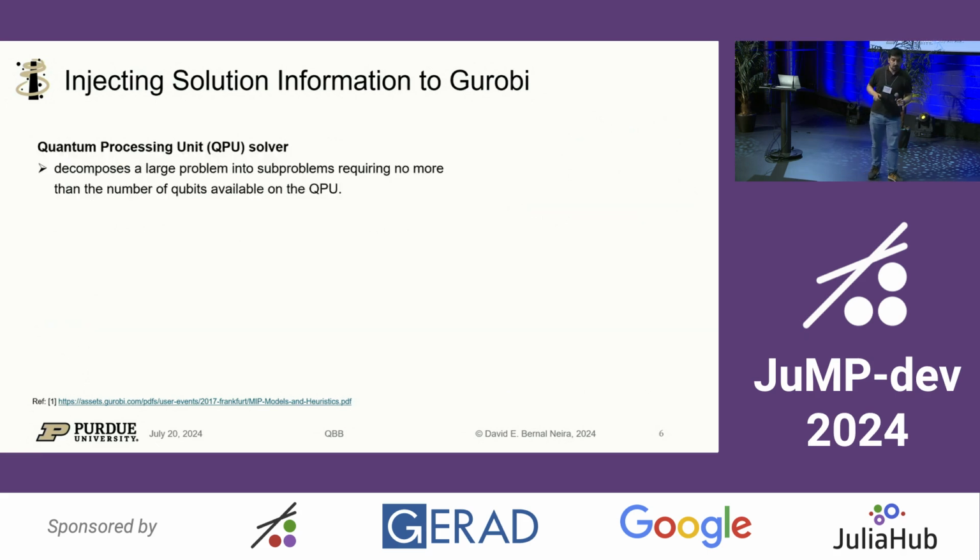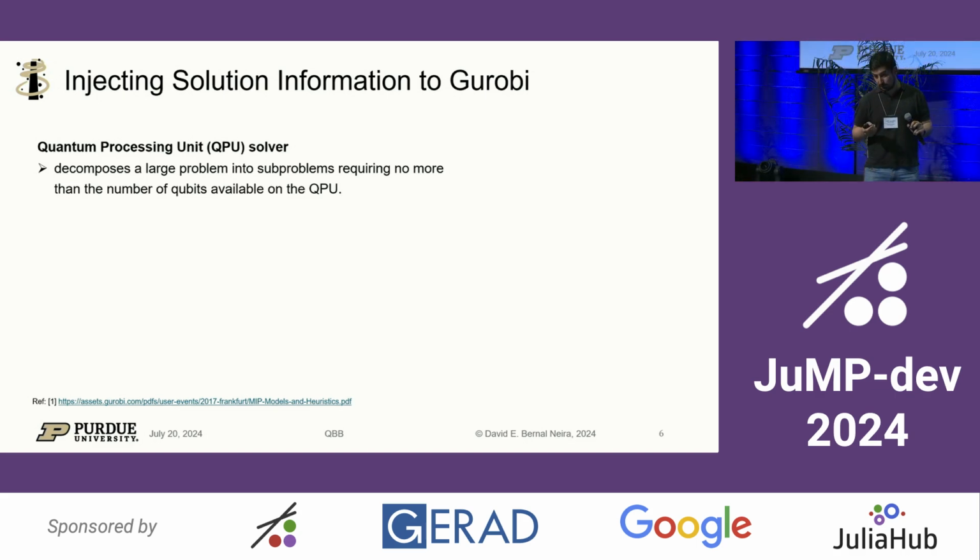Sounds good? In this particular case, we're going to use a quantum processing unit solver, a QPU solver. The message here is that the problems these quantum machines can solve, at least with the algorithms mentioned, using them raw or in the vanilla version, require one qubit per variable, per binary variable in our problem.